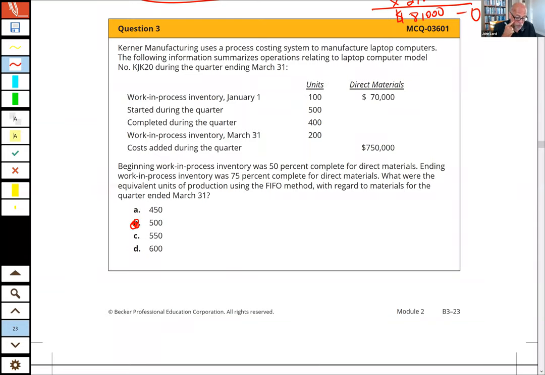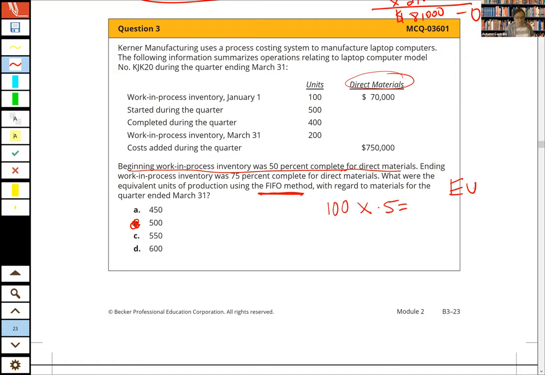So we have this Kerner, and they give us some information, and then they tell us beginning work in process, and I'm going to jump down. It's FIFO method. So if it's FIFO method, and they tell me beginning work in process was 50% complete for direct materials, which is the only thing I'm working on here, then what does that mean as to how much work I did this period? 50%. I did the remaining 50% this period. So on an equivalent unit, let's put EU up here, equivalent units, that's 50, right?